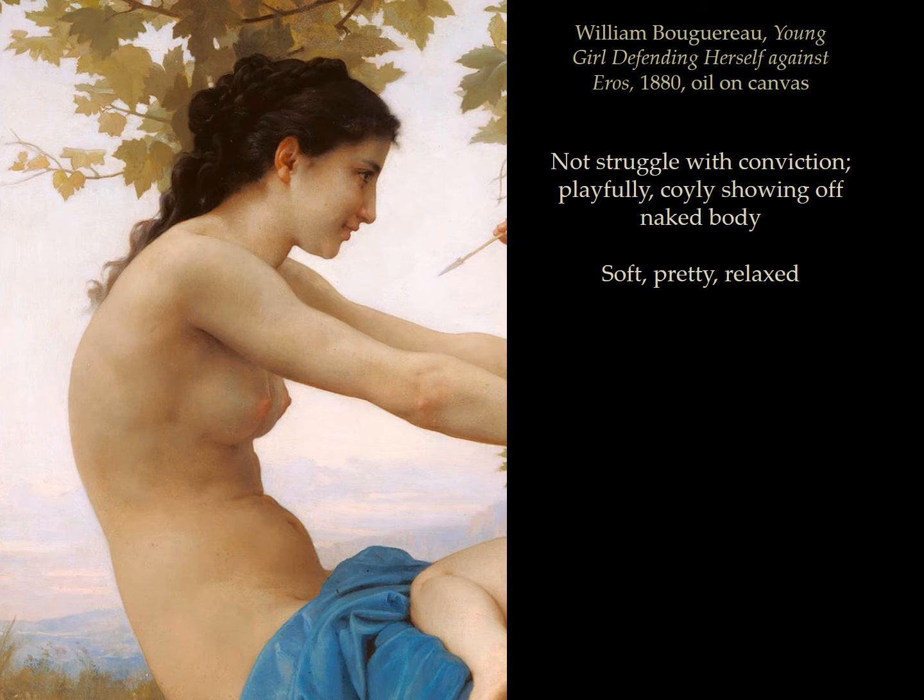Now here we do not see the young woman actually struggling against Cupid with any type of conviction. She is playfully and coyly playing with him and showing off at the same time her nude form, as she, with her posture, is not covering up or embarrassed, but instead is going to focus on, with Bouguereau in general, her soft, pretty, relaxed form.